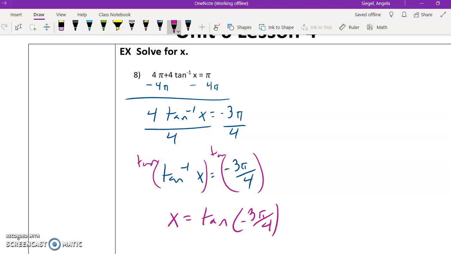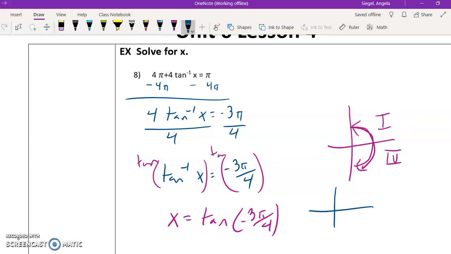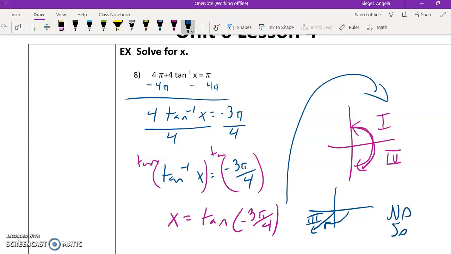Well, tangent goes from quadrant 4 to quadrant 1 in here, from negative pi over 2 to positive pi over 2. And let's have a look at this. So negative 3 pi over 4, that is right there. And so that's in quadrant 3. So it doesn't match up with the restrictions on tangent. So this is going to be a no solution. And that's it.